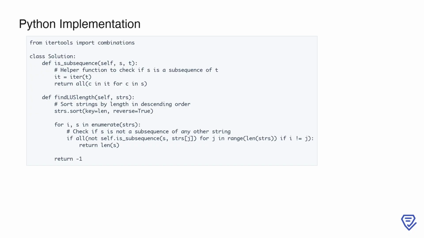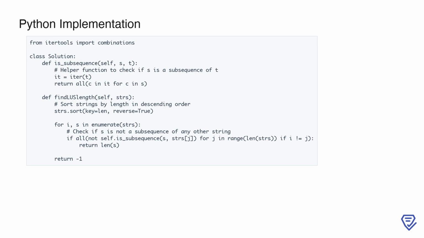2. Sorting strings by length. The list of strings, strs, is sorted in descending order of their lengths. This ensures that we check longer strings first since they are more likely to be uncommon and have the maximum length.